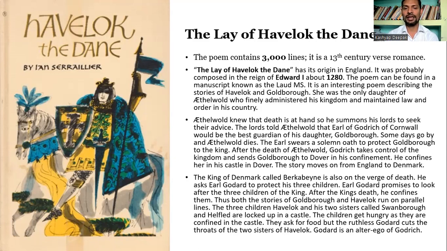The children get hungry as they are confined in the castle. They ask for food, but the ruthless Godred cuts the throats of the two sisters of Havelok. Godred is an alter ego of Godrich.